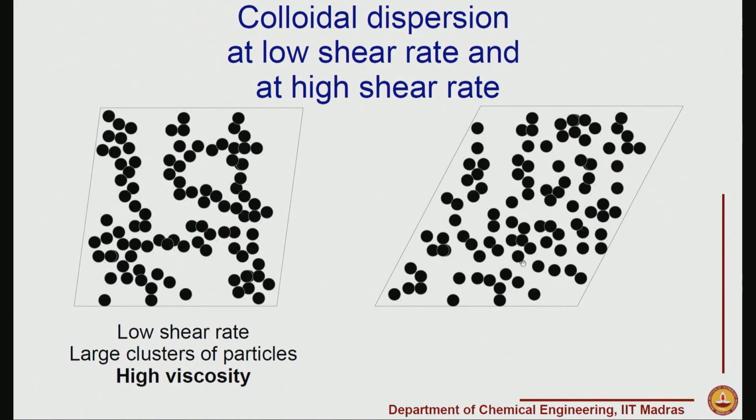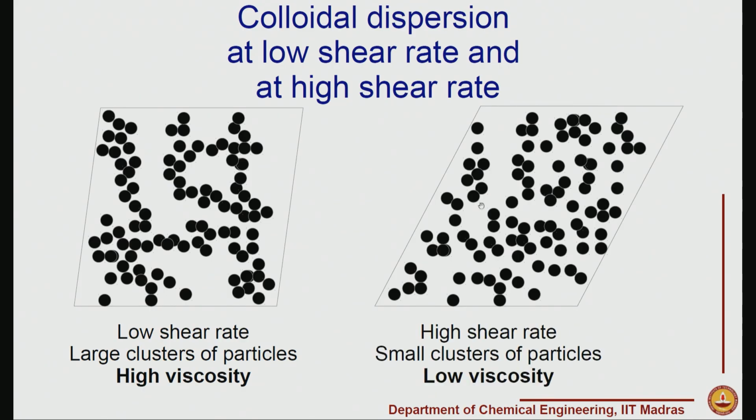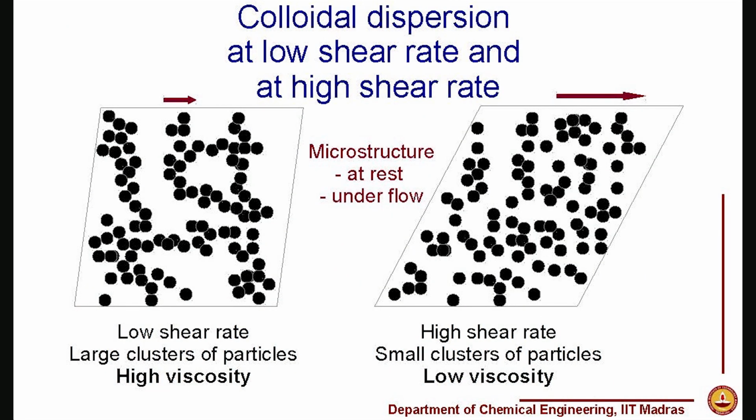So, because of these smaller clusters at this higher shear rate, the fluid viscosity would appear to be lower. Therefore, low shear rate would correspond to large clusters of particles, while high shear rate would correspond to small clusters of particles. In turn, large clusters would imply high viscosity and small clusters would imply low viscosity.